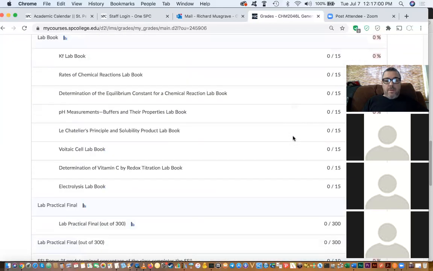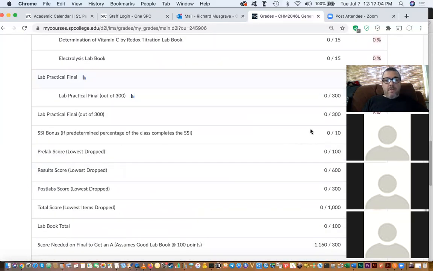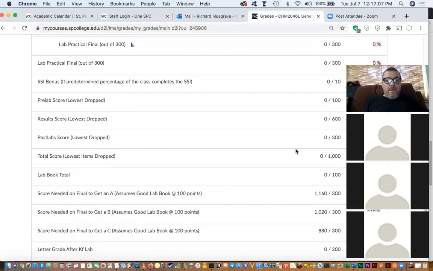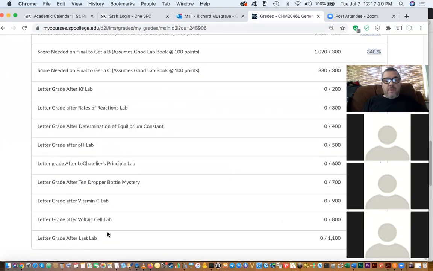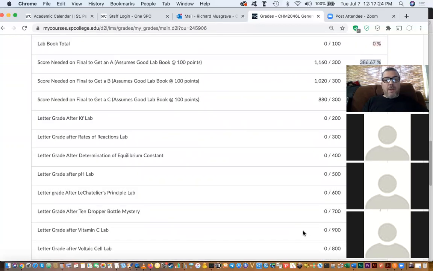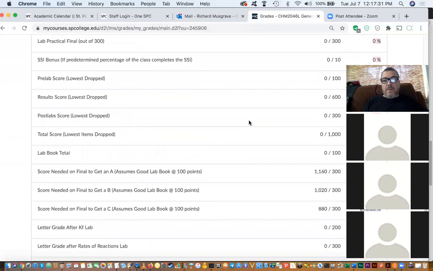Now, what you'll need to take note of here is after you've completed all the labs, you can figure out how many points you're going to need on the final in order to get the grade you want. So I think that's a good thing. Then of course you've got these letter grades here. You can figure out what your letter grade after the last lab is as well. But I think what's most relevant to you is how many points you need on the final to get the grade you want to get. So I'd definitely be looking at that after you've completed all the work.